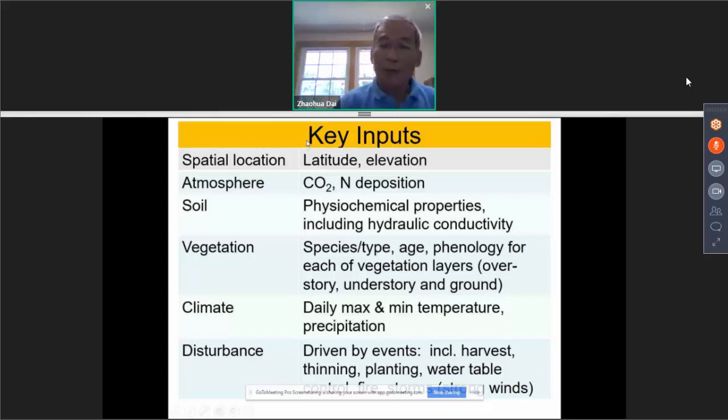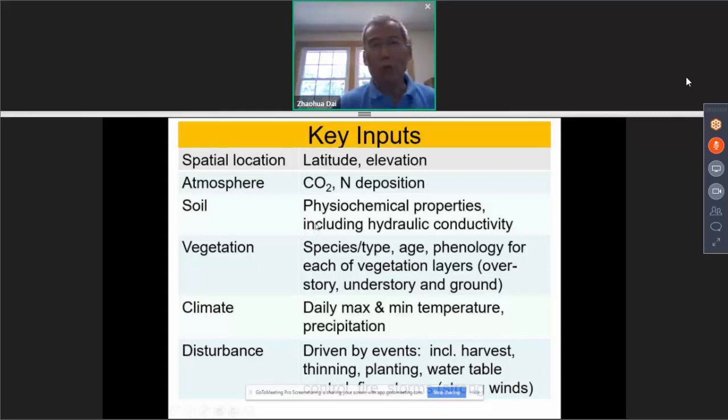Okay, now this is the key input. This is what you need to parameterize the model. First we need the location, altitude, and elevation. These two parameters we really need. We also need atmospheric carbon dioxide and nitrogen deposition, mainly the dry and wet depositions.